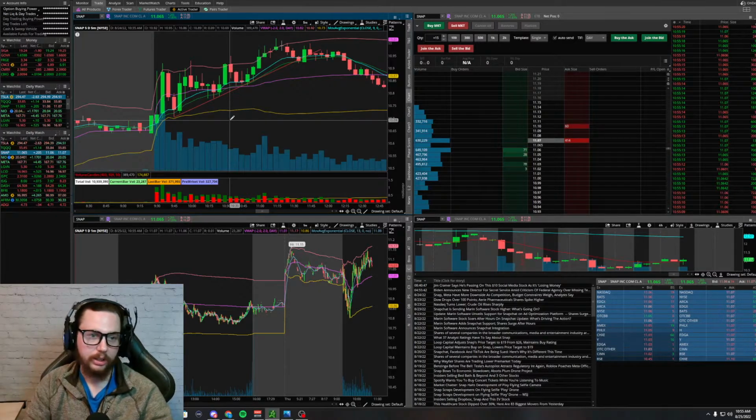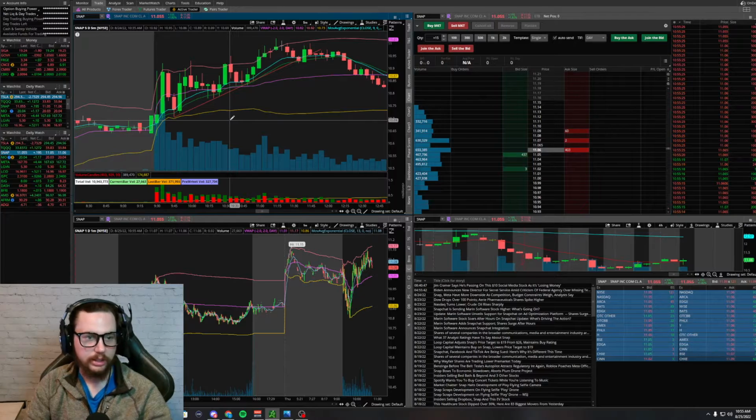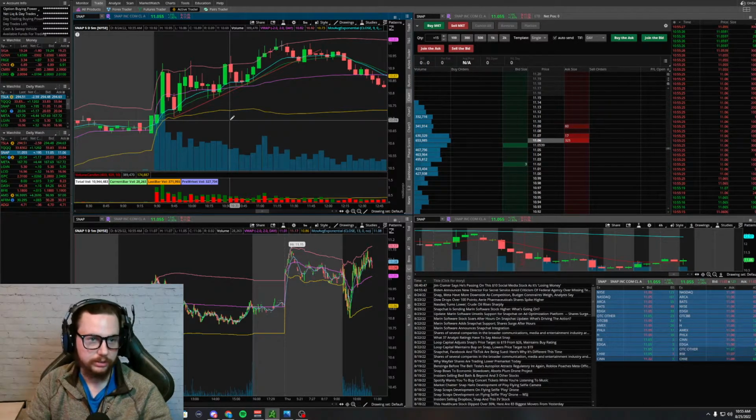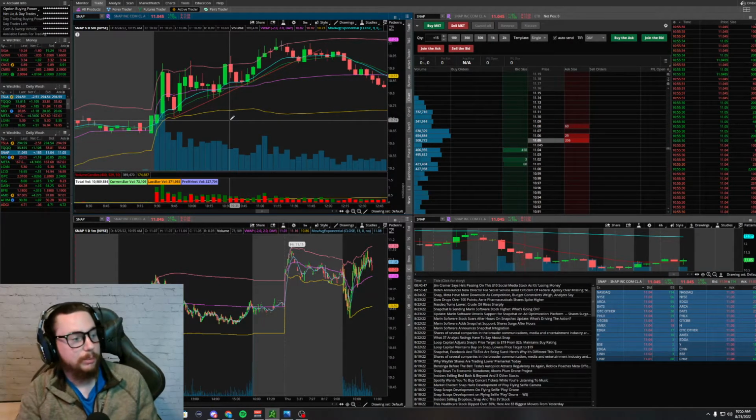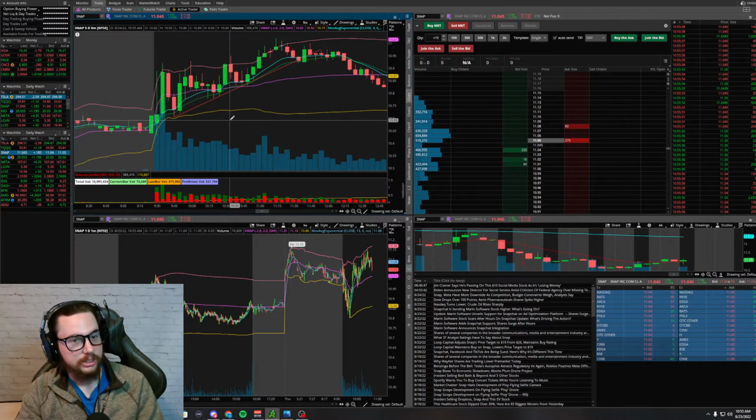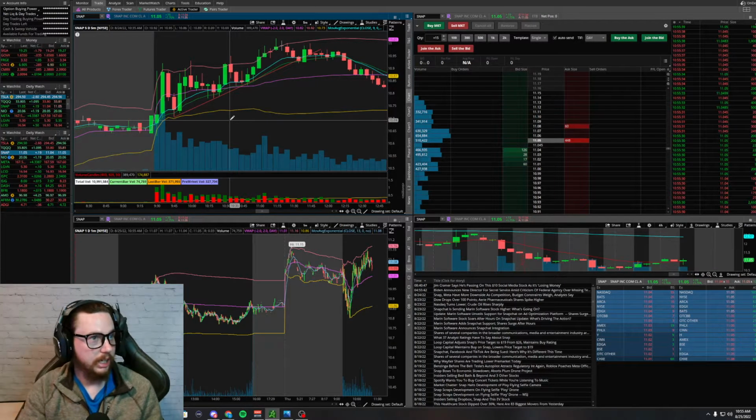You can see the price comes down and hits this. It then continues higher. The price comes down, hits this twice, continues higher. The price comes down, bounces off this multiple times, continues higher. And it just keeps doing this. And this is an uptrend until it's not.